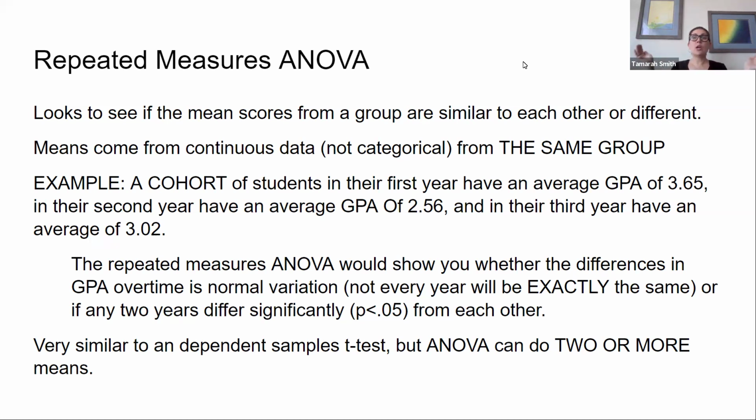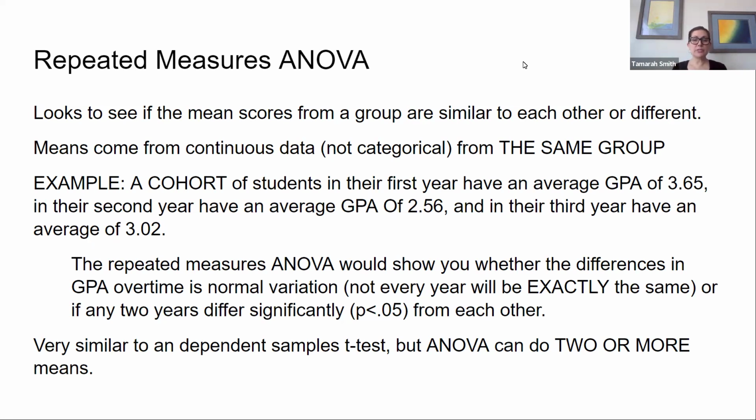Example, you have a cohort of students, one group of students, all the same students, and those students have a GPA in their first year, in their second year, in their third year, right? Those same students have a GPA that's changing over time. The repeated measures ANOVA would show you whether the differences in GPA over time is just normal variation, right? Because not every year is going to be exactly the same. Or if at least two of the years or if all of the years are different from each other, they significantly differ from each other. And when we say that, we mean that the p-value is less than 0.05.